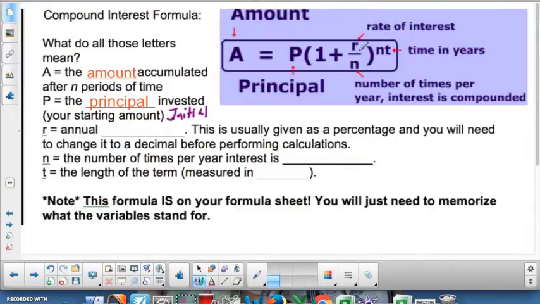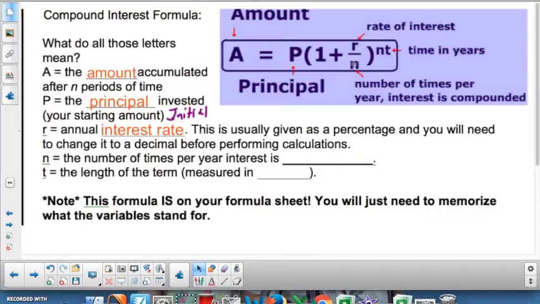Your R up here, on the top of this little fraction, is your annual interest rate. This is going to be given as a percentage. You'll need to change it into a decimal, and when we get into some examples, I'll show you how to do that in case you forgot.